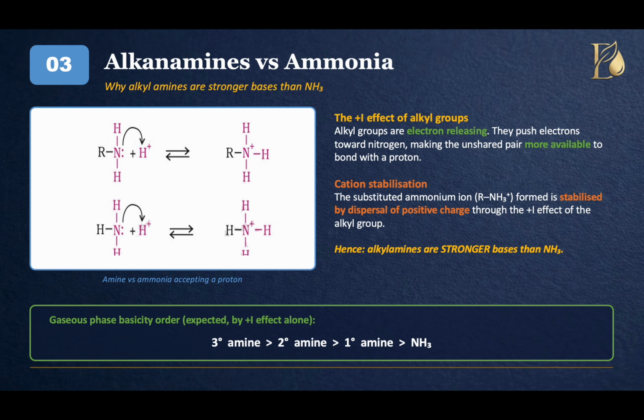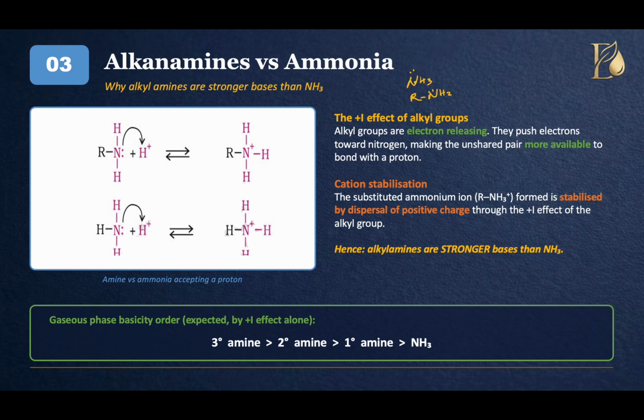First, let us compare alkylamines versus ammonia. We know that amines behave as bases because the nitrogen atom contains a lone pair of electrons that can accept a proton. In ammonia, the nitrogen atom has a lone pair, and similarly in alkyl amines, the nitrogen atom also contains a lone pair. Both ammonia and alkyl amines, I am taking a primary amine, have a lone pair on nitrogen. But the important difference is the presence of alkyl groups in amines.